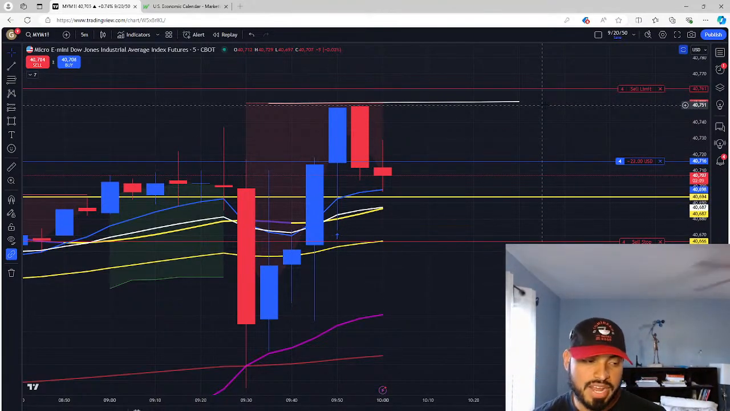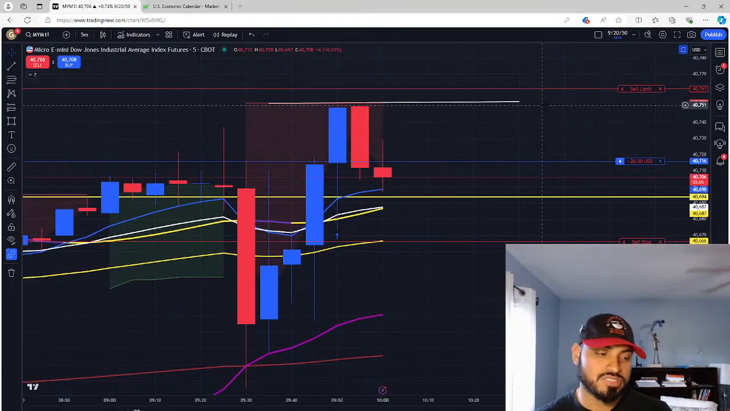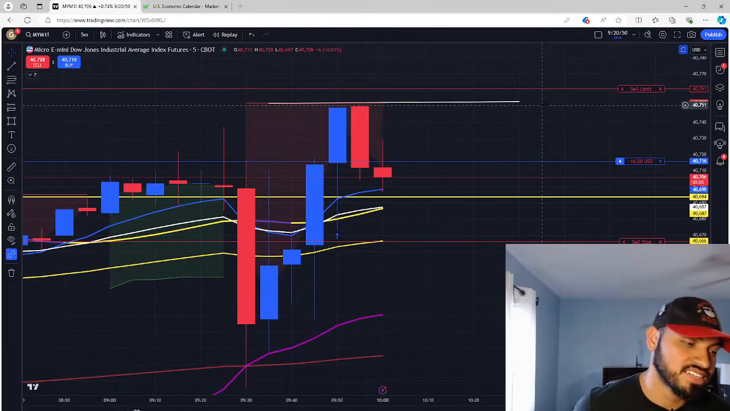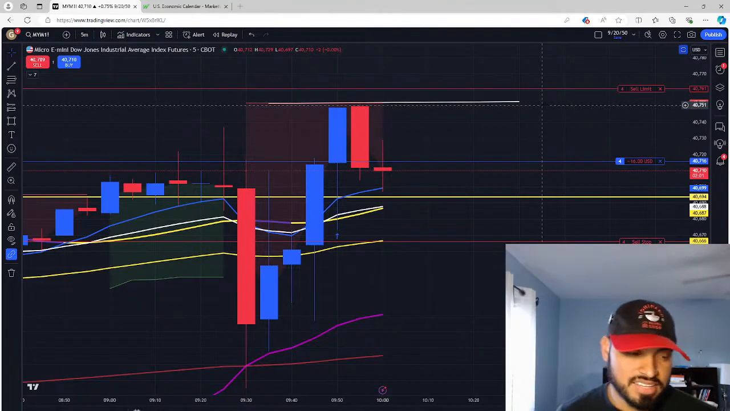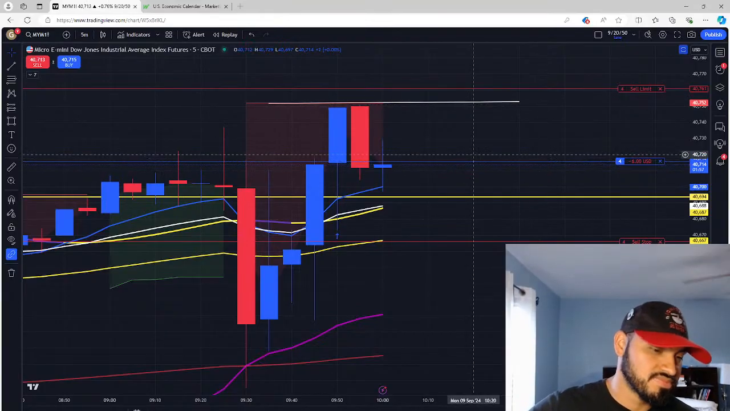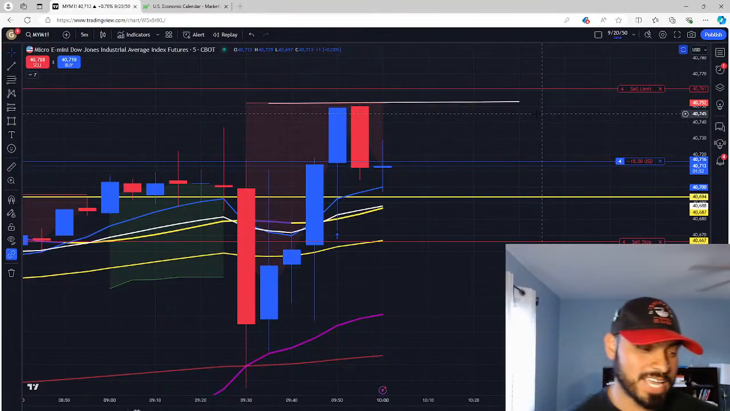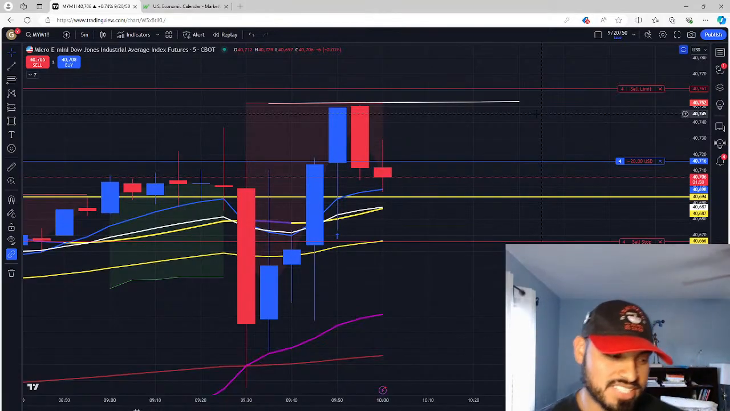All right, am I in any trade? Absolutely. I'm in the Dow Jones right here. I'm in a trade there. It missed my take profit by how many ticks? 8 ticks. It missed my take profit by 8 ticks though. That sucks, right?